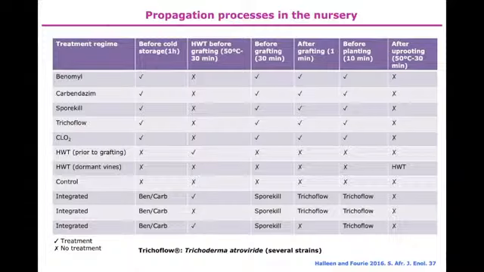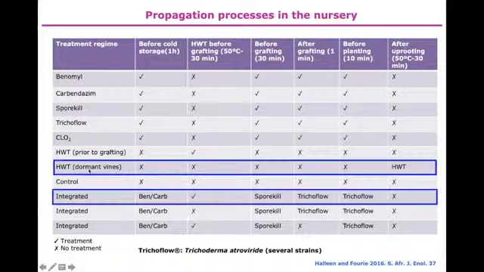This study represents the ideal situation for an integrated management program against GTD in nurseries. In this experiment, the researchers evaluated several treatments at different steps of the propagation process and concluded that these two strategies were the most efficient to reduce GTD infection in South African nurseries: application of hot water treatment to grafted vines after uprooting and before selling them to the grower, and application of Benomyl or carbendazim before cold storage, spore kill before grafting, and Trichoflow, a product containing several strains of Trichoderma atroviride, after grafting and before planting.